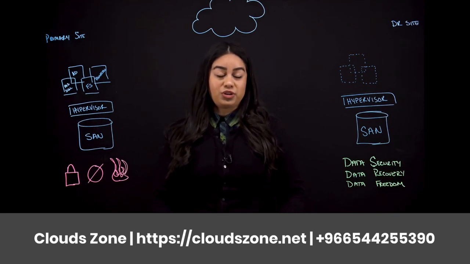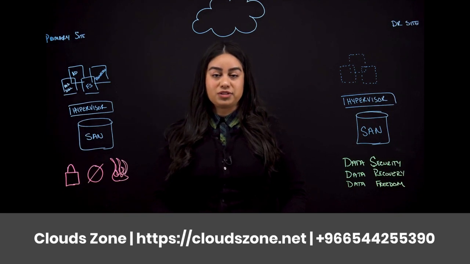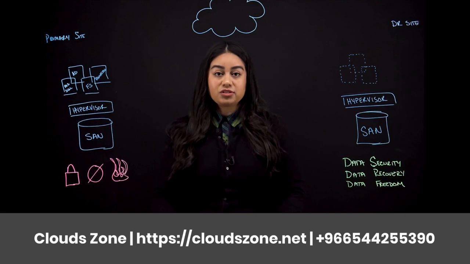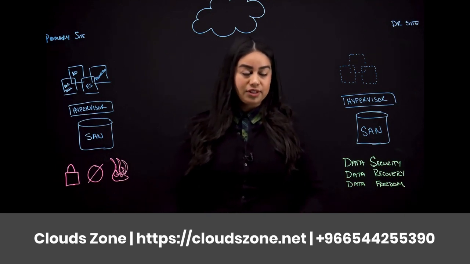I'm going to take you through these 3 foundational pillars and how you can use them to strategize and build a better business continuity plan. So let's start with the first thing, which is data security.